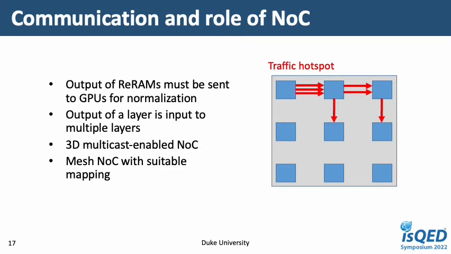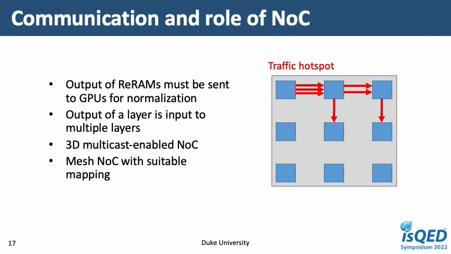And on top of that, in the case of CNNs, the output of one layer can be input to multiple layers. This results in multicast. So essentially one tile will have to send the same data to multiple other tiles, and a multicast unaware network on chip will end up having a traffic hotspot because of repeated unicast. And so we want to address this problem.